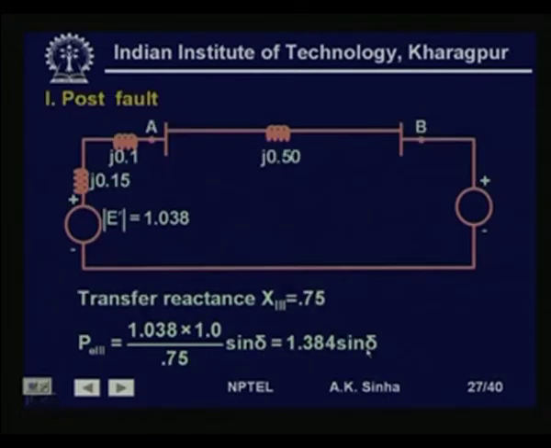So, this comes out to be 0.8306 into sin delta. When the fault is cleared by opening the circuit breakers at the two ends of the faulted line, then we have the system like this, where this is the transient reactance, this is the transformer reactance, this is only one line now, j 0.5, and this is the infinite bus. So, the transfer reactance in this case comes out to be 0.5 plus 0.1 plus 0.15, so j 0.75. Therefore, P E 2 is equal to 1.038 into 1, this is E dash, V, divided by 0.75 into sin delta. This comes out to be 1.384 sin delta.